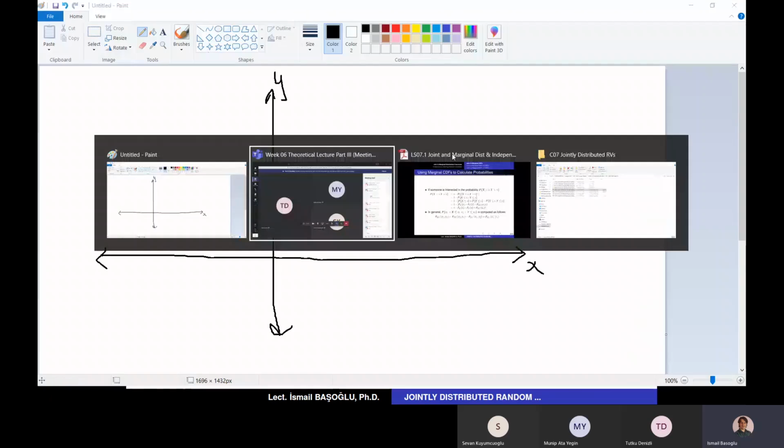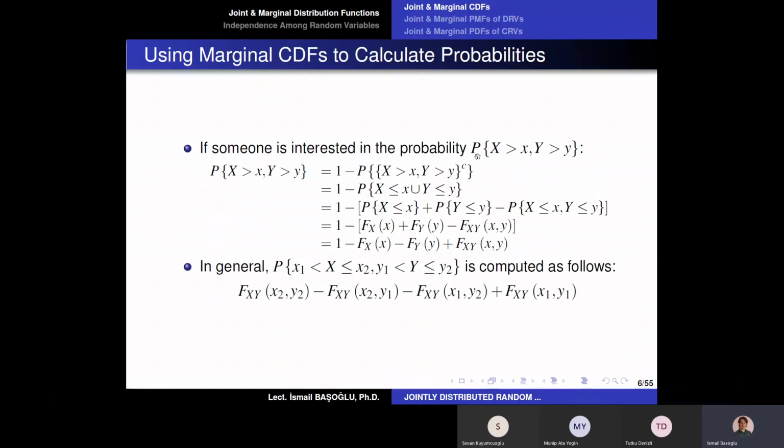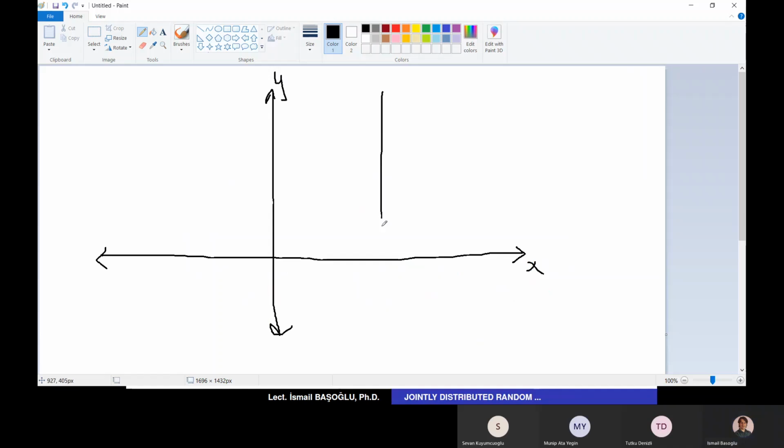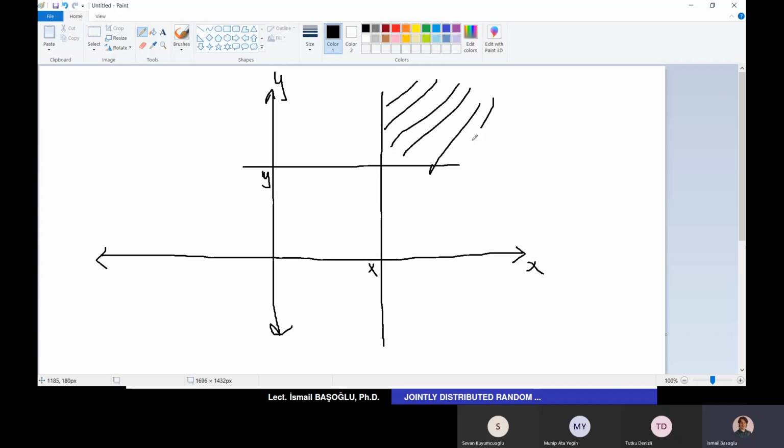So the question here asks me the probability of the first random variable to be greater than x, and at the same time, the second random variable is supposed to be greater than y. So let's just say that is the point of x, and let's just say that is the point of y, okay? So the question is asking me the probability of this region.